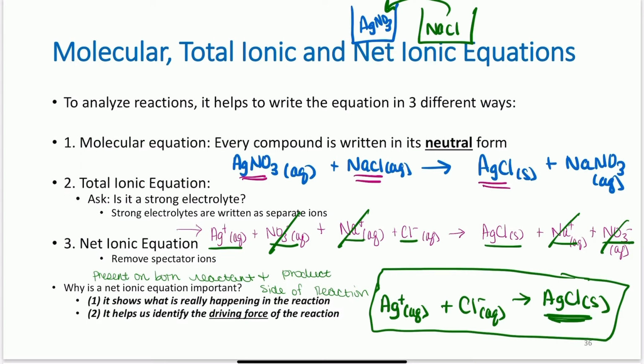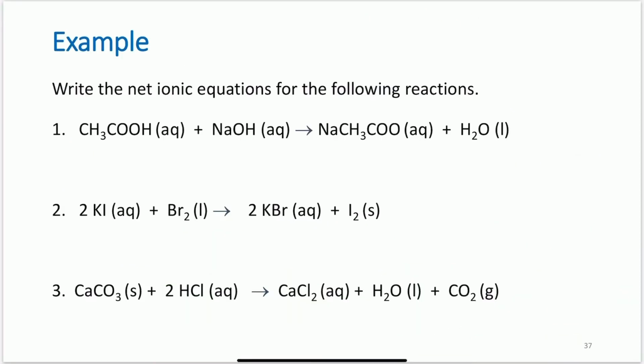We're going to use net ionic equations some in this semester, and we're going to use them a lot in second semester. So you need to be comfortable with them. And don't forget them when we finish this unit, which a lot of students do, because they're going to come back and you're going to use them a lot in second semester. So let's go ahead and work some examples.